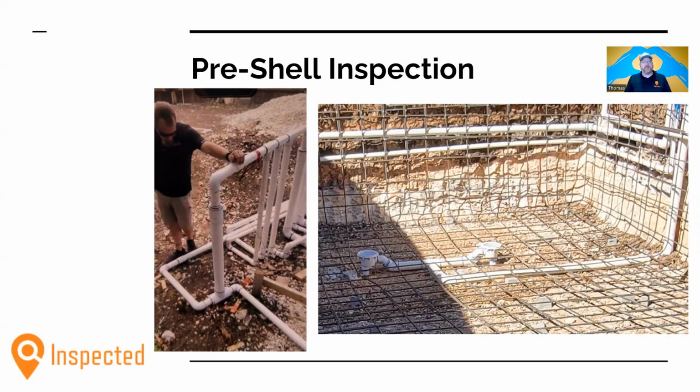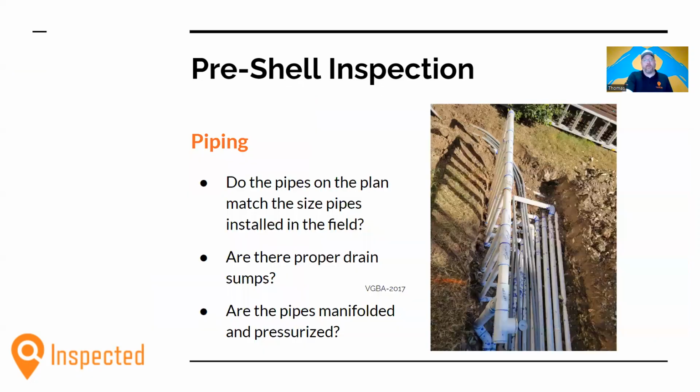the main drain. On the picture on the left, that just shows that we want to make sure we see what path the pipe is taking, because this 3-inch pipe that would be sticking out of the ground is actually connected to 2 1-inch pipes, and 2 1-inch pipes don't flow the same as a 3-inch pipe, excuse me. But moving forward, basically, the pipes match the plan. Second, are the proper drain sumps that are VGBA 2017 compliant, and are the pipes manifold and pressurized?